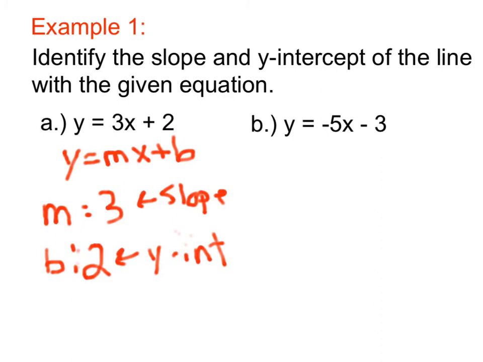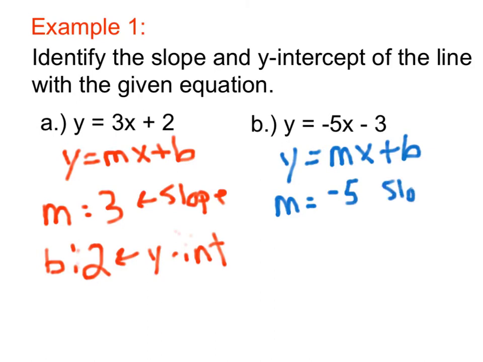Looking at this equation here, again, using y equals mx plus b. Looking again at what's in the m position, we've got -5, so that's going to be the slope. That's what m is. And our b, including the sign, is going to be -3. And this is going to be our y-intercept.